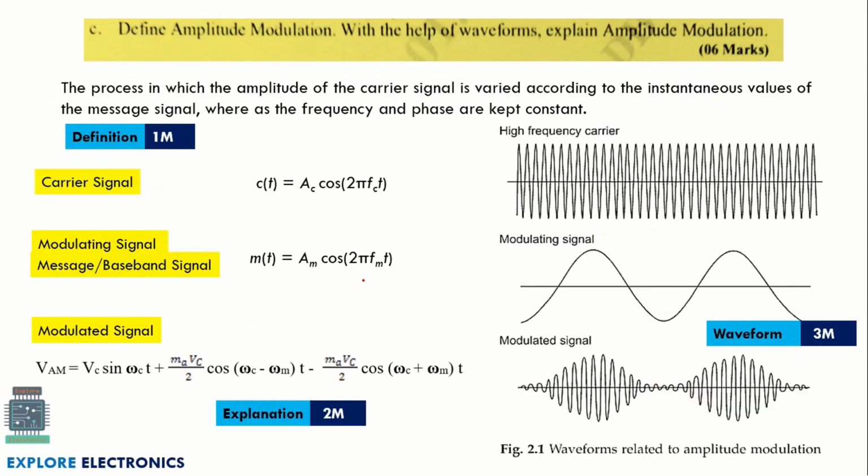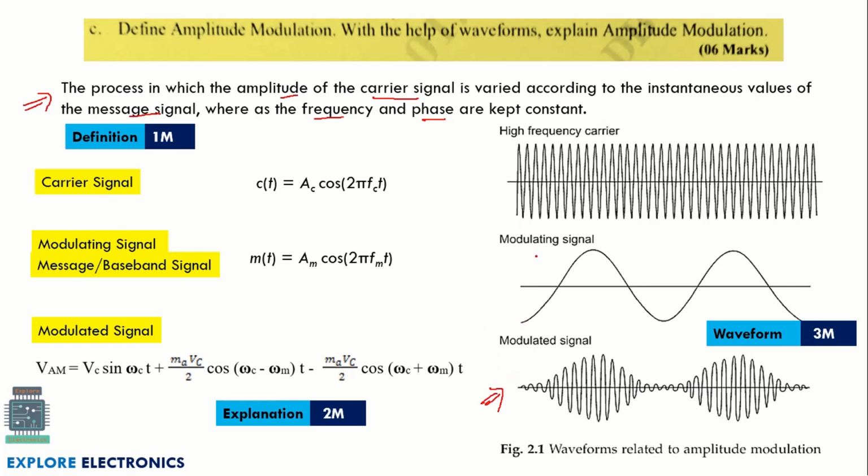Then define amplitude modulation. With the help of a waveform, we need to explain amplitude modulation. This definition is required: the amplitude of the carrier is changed in accordance with the instantaneous value of the message signal. This is the definition. And frequency and phase are kept constant.